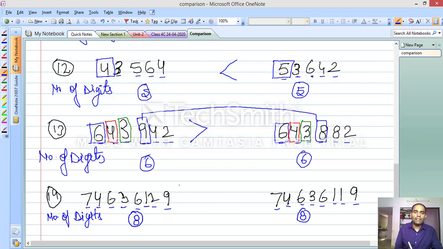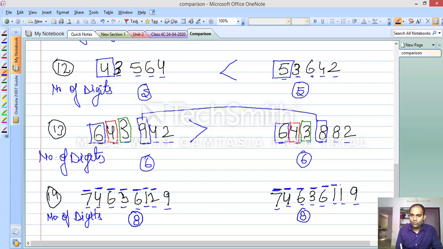So what is the second step? We have to match the digits from the left hand side. Match. Here is 7, here is 7. Second, here is 4, here is 4. Then we have to go to the next digit. 6, 6. 3, 3. 6, 6. 1, 1.